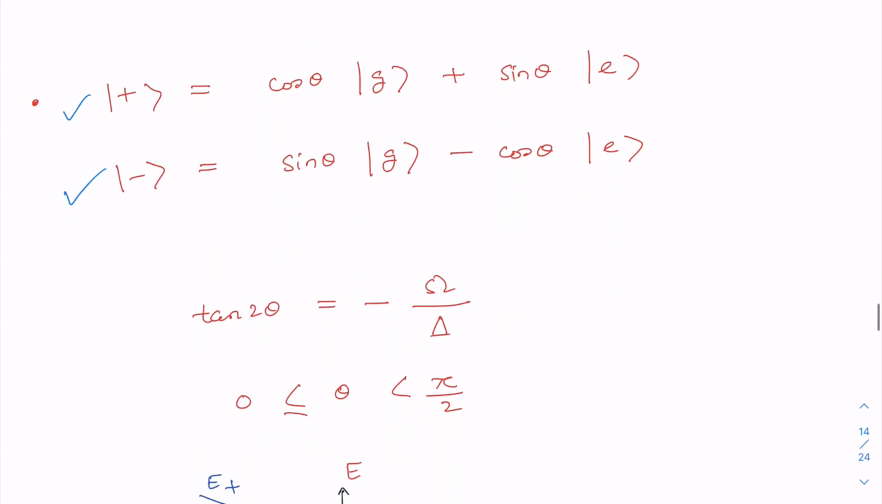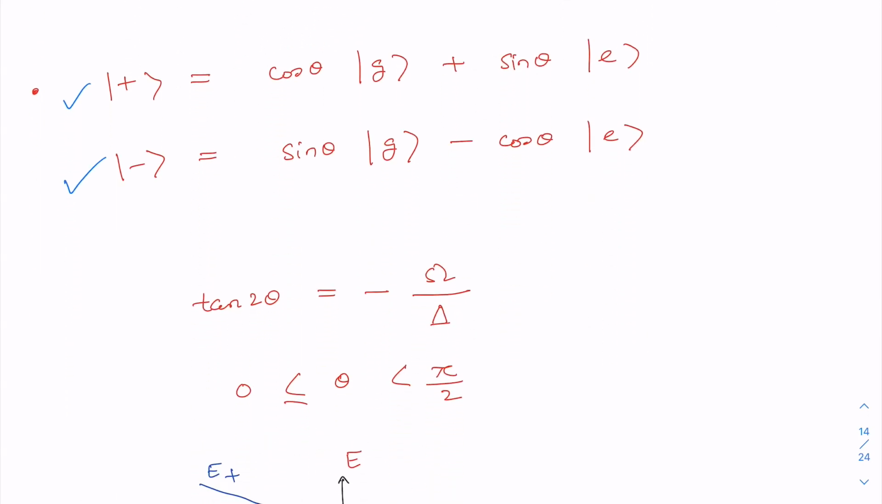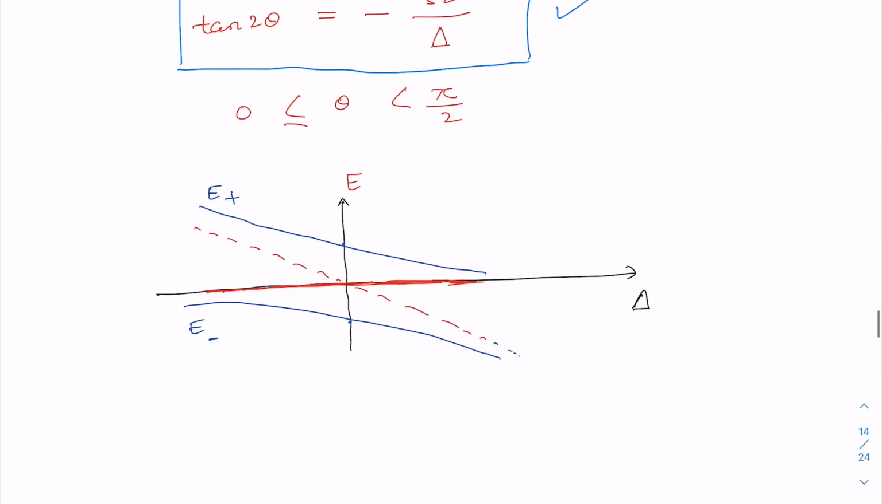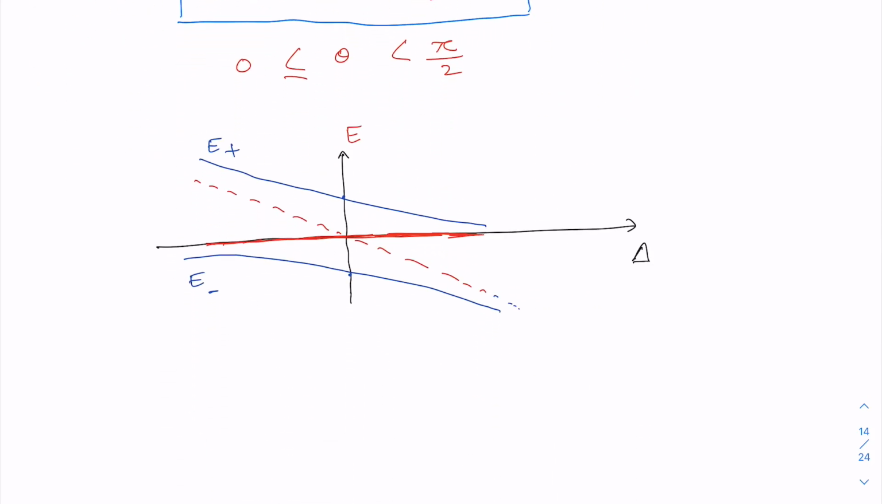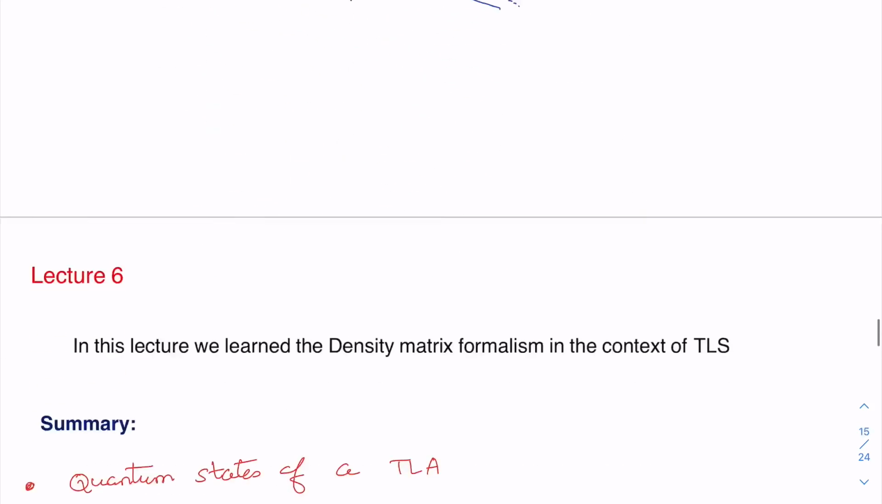This angle theta is known as the Stückelberg angle, and it is associated with the Rabi frequency and the detuning parameter by this expression here. And we went on to discuss the so-called avoided crossing here as well.